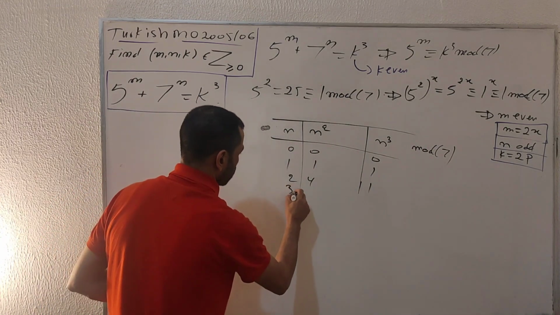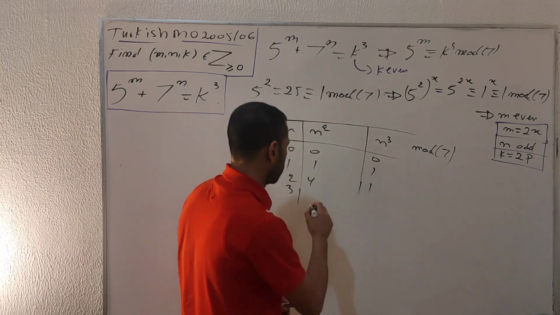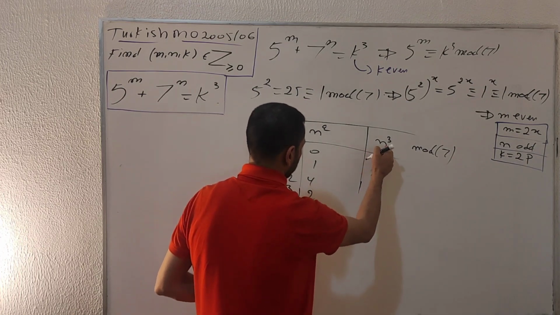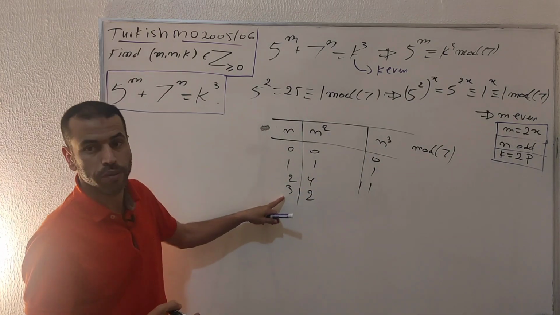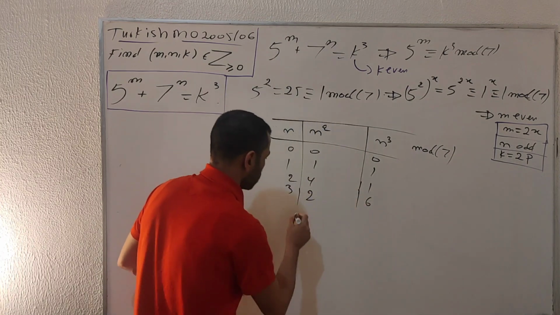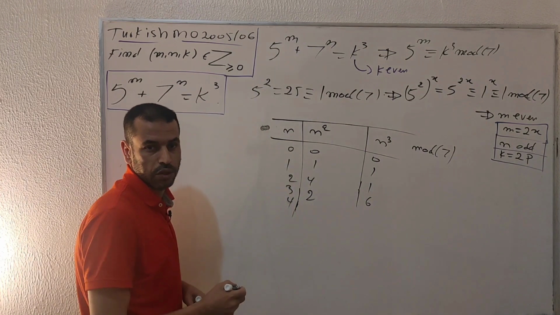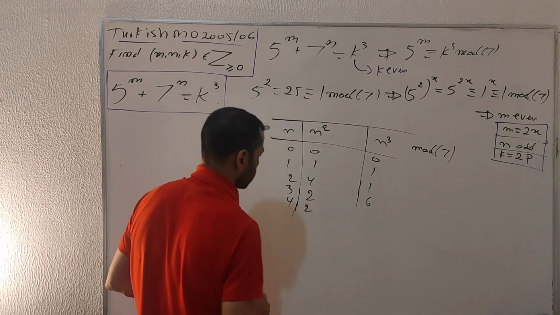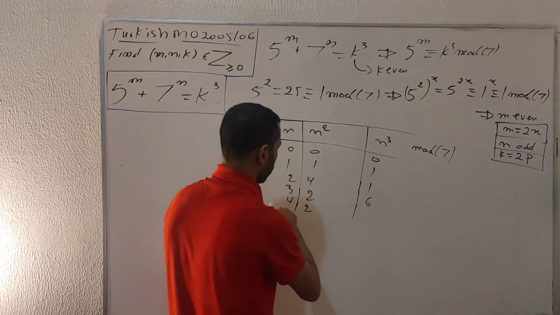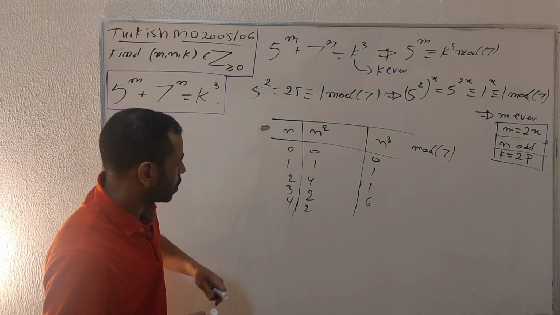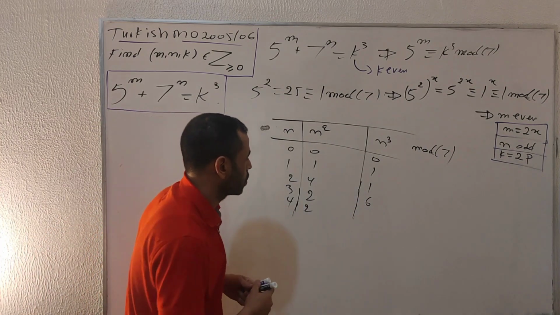Okay, let's check the next value 3. 3 squared, which is 9. 9 is 2 mod 7, which is 2. Let's check 3 cubed. I'm simply going to multiply this one by 3. 2 multiplied by 3, which is 6. I get 6 here. Let's check the next value 4. 4 squared, which is 16. 16 is 2 mod 7, like this. Let's check the next value. I'm simply going to multiply 2 by 4. So we'll get 4 multiplied by 2, which is 8. 8 is 1 mod 7.